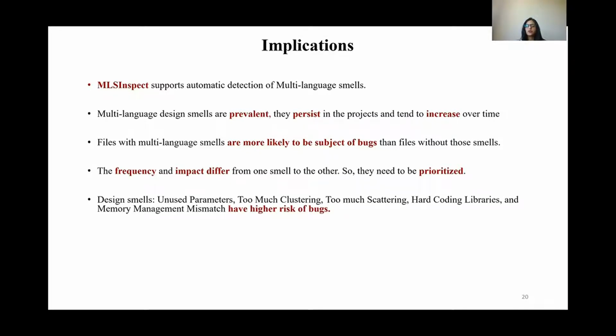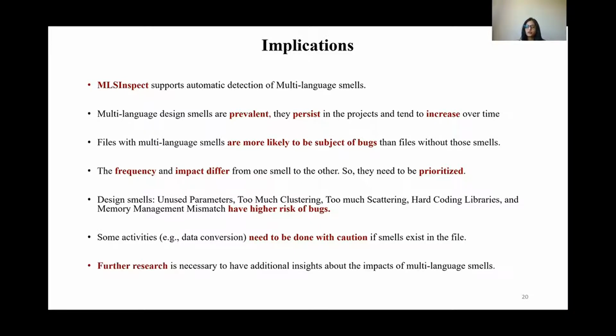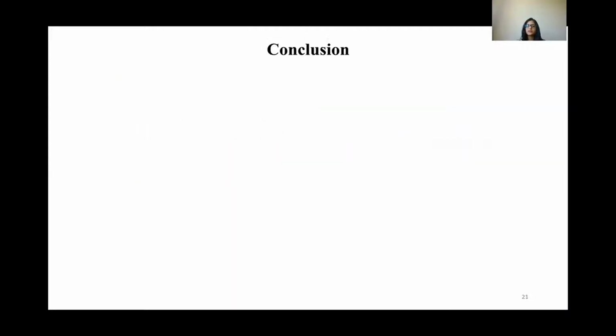We have also pointed out that unused parameter, too much clustering, too much scattering, hard coding library, and memory management mismatch are among the most fault-prone design smells. And we also pointed out the activities that could lead to bugs once performed in smelly files, and we believe that further research is necessary to have additional insight into the impact of multilingual design smells.